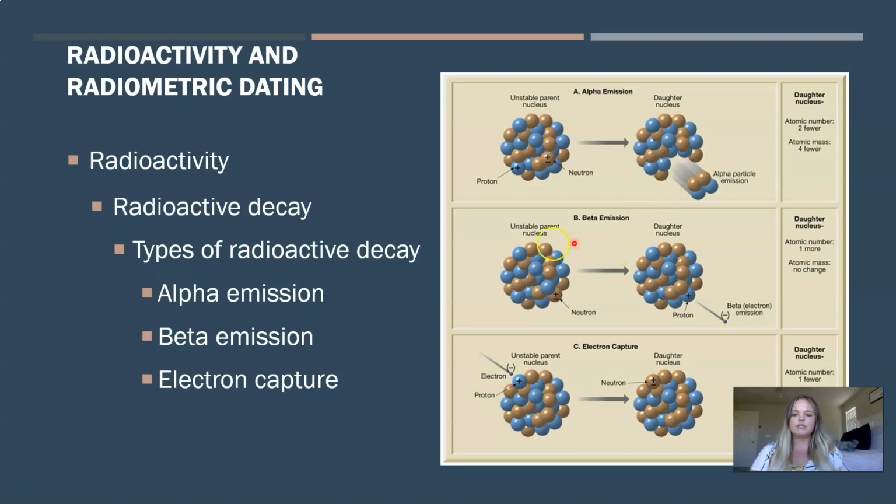In a beta emission, this is when the unstable parent isotope loses an electron. So when it loses an electron, it changes a neutron into a proton, because a neutron is negatively charged. If you lose an electron, then it remains positively charged. So this is beta emission. And then with an electron capture, that's when an outside electron adds to one of the protons in the unstable parent nucleus, and now you have an extra neutron in the more stable daughter nucleus. Okay, so this is the way that we can see radioactive decay from one isotope to another.